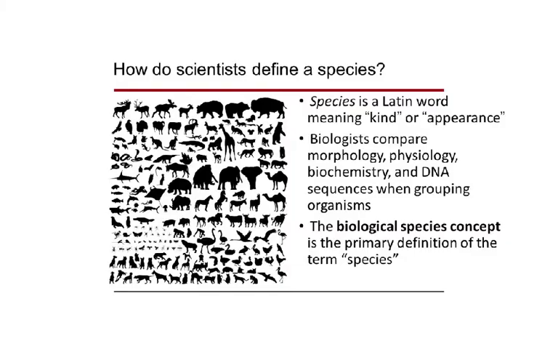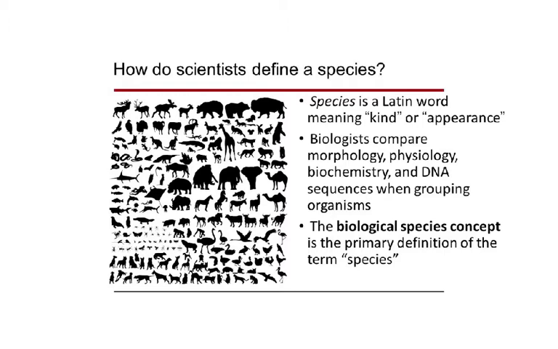First, let's look at the definition of species. How do scientists define a species? Species is a Latin word meaning kind or appearance. Now, what do we say? We say a species is a group of organisms having the same morphology. What is morphology? Morphology means how do they look?